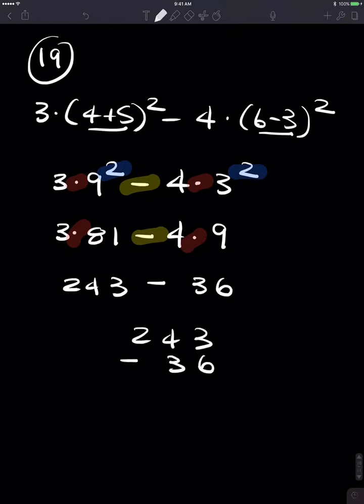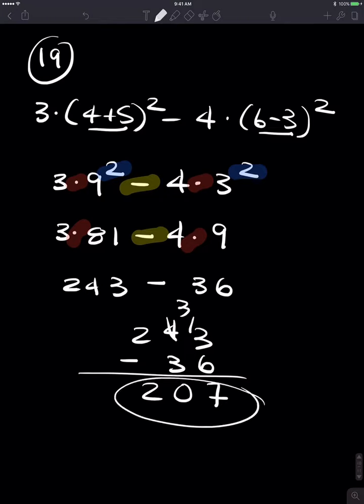Using my subtraction algorithm, 3 minus 6 can't be done. I have to borrow. Let's use our subtraction algorithm. 3 minus 6 can't be done. We have to borrow. 13 minus 6 is 7. 3 minus 3 is 0. 2 minus 0 is 2. Final answer is 207.